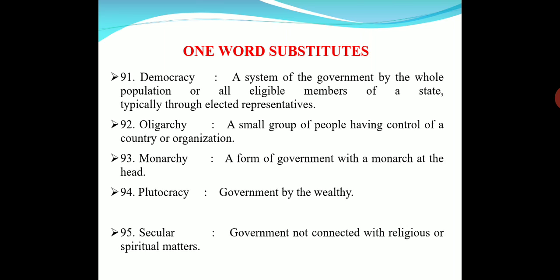Oligarchy. Monarchy. A form of government with a monarch at the head. Monarchy, the king or emperor rules. Oligarchy means a small group of people, nobles like people, rule. And plutocracy. Plutocracy is government by the wealthy, the rich people rule. Secular. The government not connected with religious or spiritual matters. It doesn't promote one religion like that. Secular government. Secular.